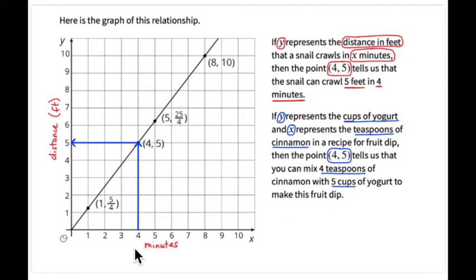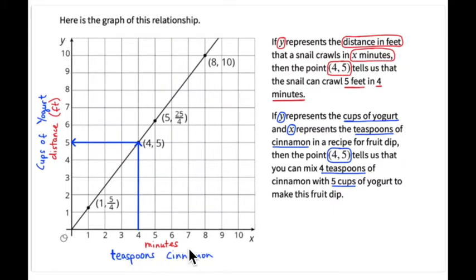If you look at the second story, it is mixing some cinnamon with cups of yogurt. So they want to mix teaspoons of cinnamon with cups of yogurt. So this is going to be y per x. So it's going to be cups of yogurt per teaspoons of cinnamon. So cups per teaspoons. And you read across the x-axis, again, it's the same numbers, just a different story.